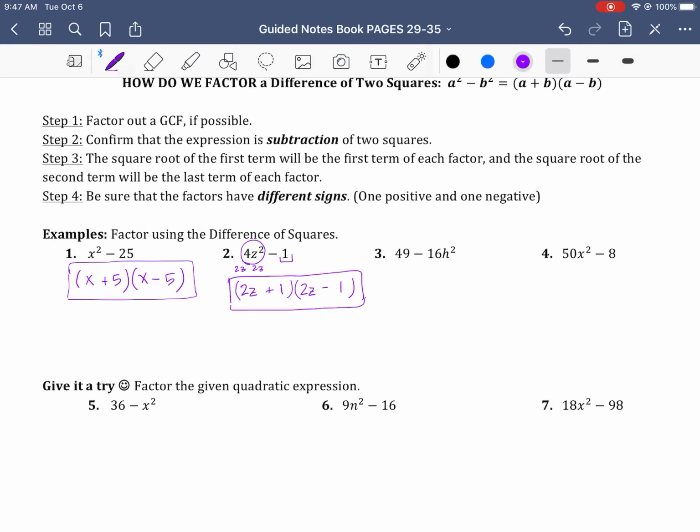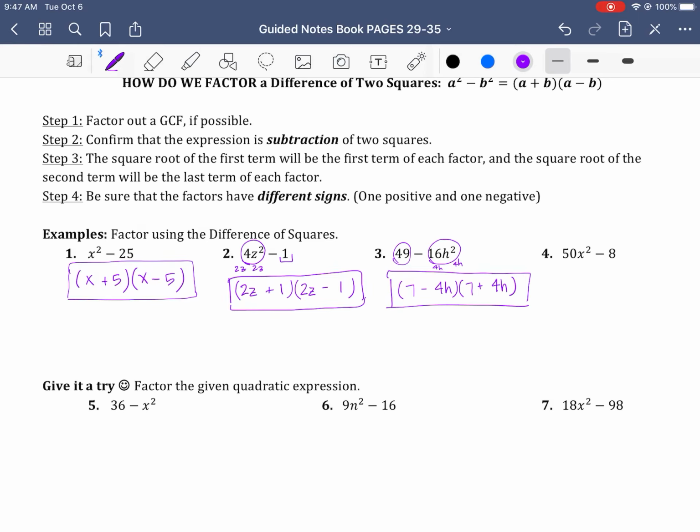Now, if you look at number 3, this one is obviously not in standard form. The h squared term is second, but with a difference of squares, it's not really going to matter. We're just going to break it apart anyway. You can move them if you'd like to, but because we know that we're just using the square root of 49, which is 7 and 7, and the square root of 16h squared would be 4h times 4h. We know that they're going to go in here and that they're going to have opposite signs.